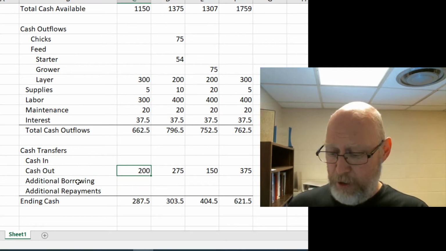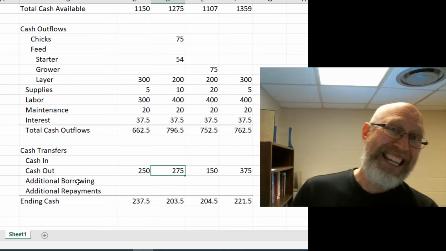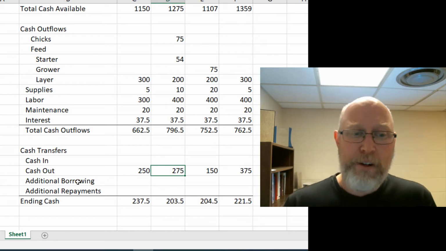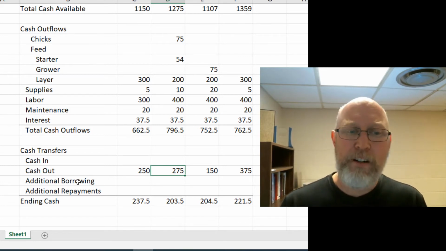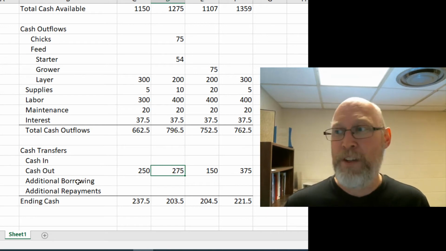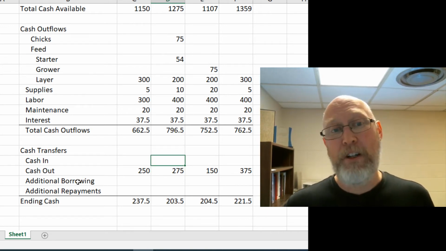Leaves me 287. Let's plug in 250. There we go. So the plan is at the end of the quarter, I'm going to end up with 500 bucks roughly, almost 500 bucks. And I'm going to pull 250 of it out and leave 237.5 in the account to help me get going in the next quarter. Speaking of the next quarter, let's look at the next quarter.